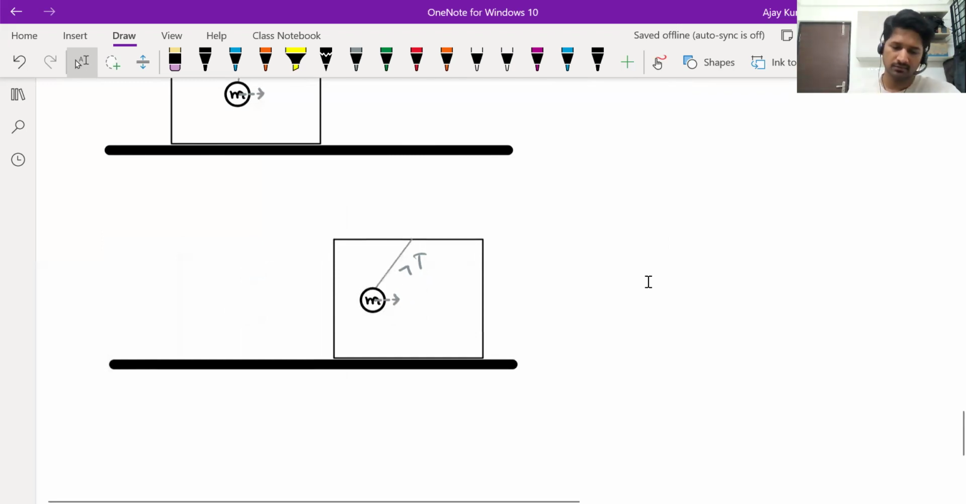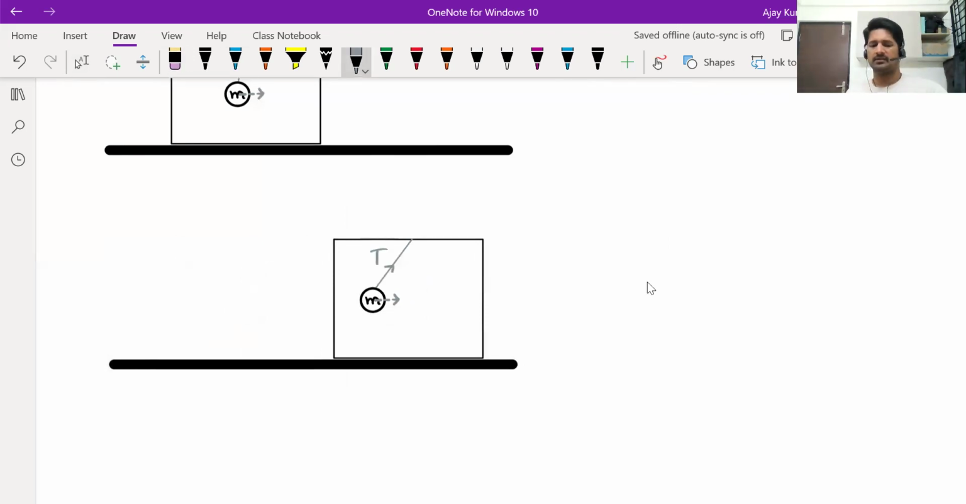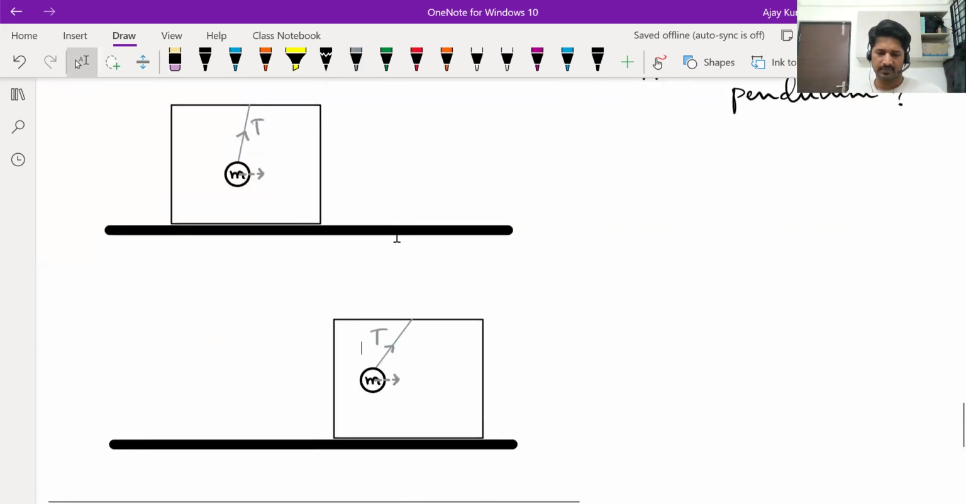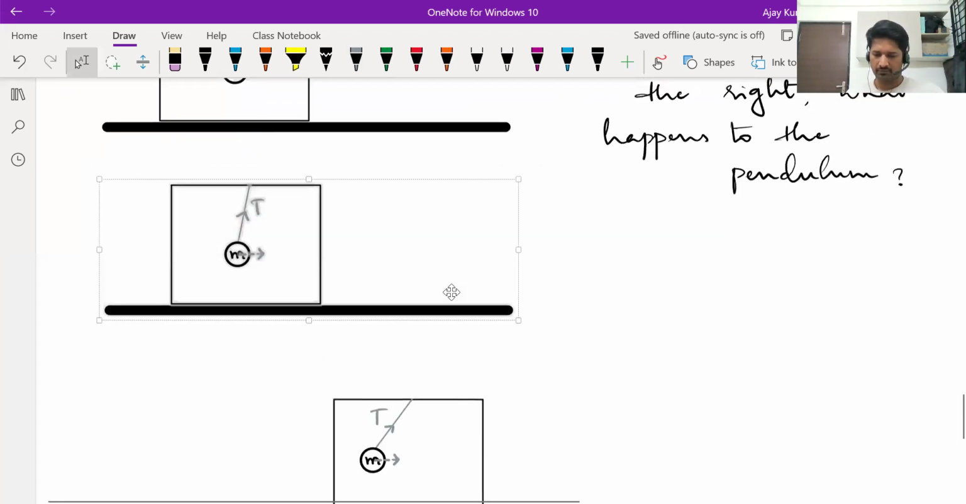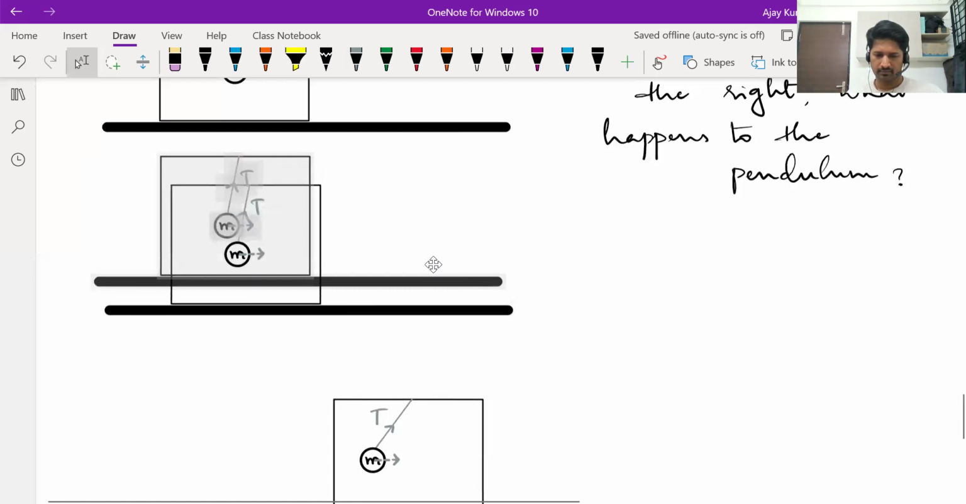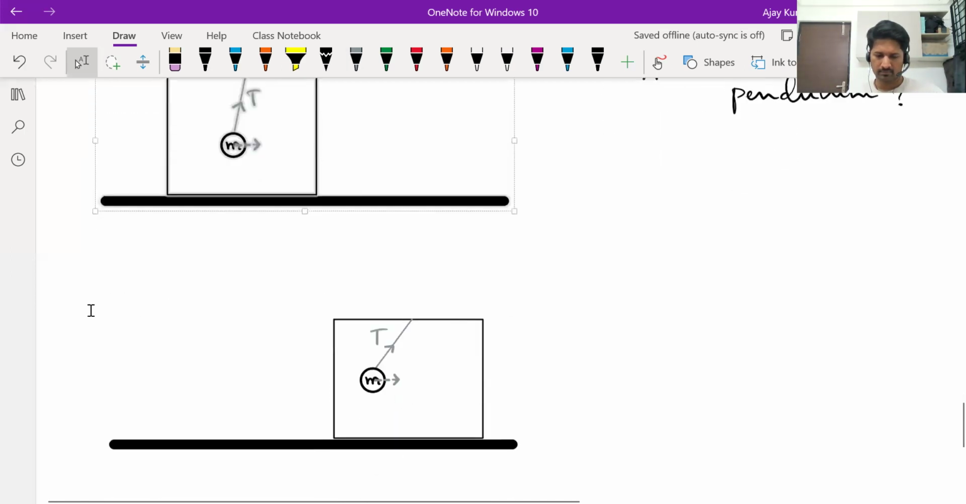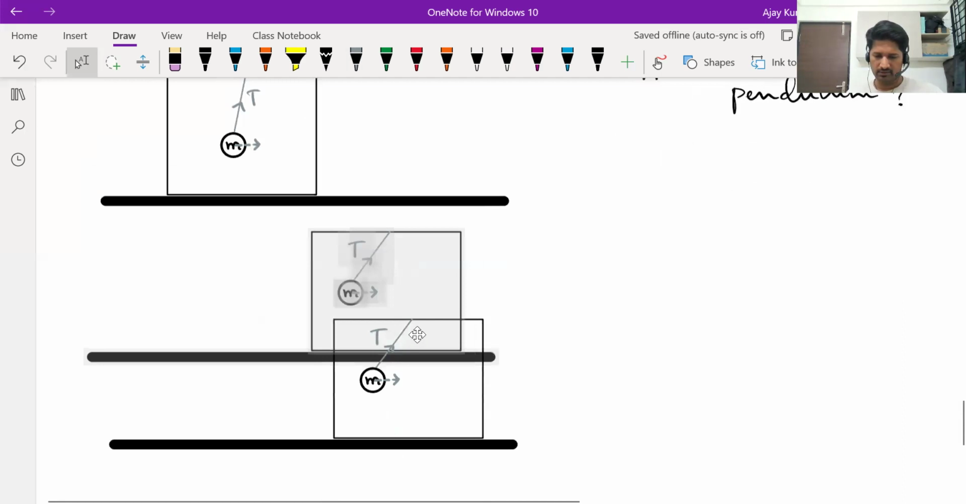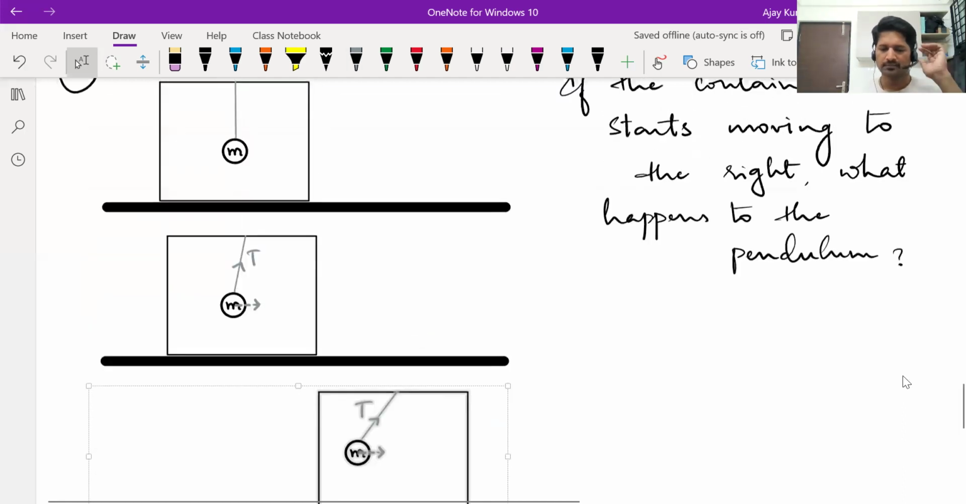Okay, so with respect to the container, it swings to the left, but with respect to ground, it accelerates to the right only. Just a moment, I'll try to put all three in one frame. I don't think it is possible. Never mind. This is what happens.